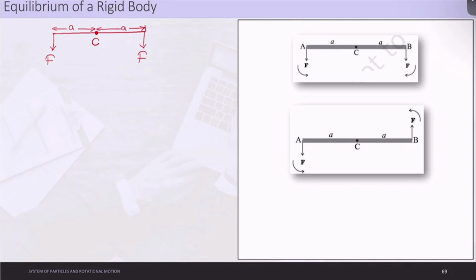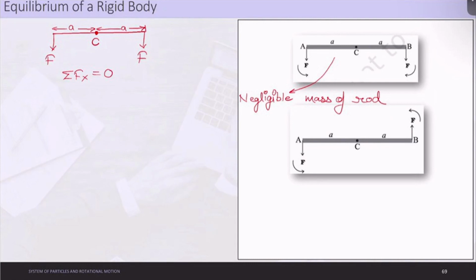Right, so now let us try to calculate. Here the mass of this rod is assumed to be negligible. Okay, so here also C is the midpoint, so AC is equal to A and CB is equal to A. Now let us calculate what will happen with the translational and the rotational motion. Okay, so here summation Fx is equal to 0.